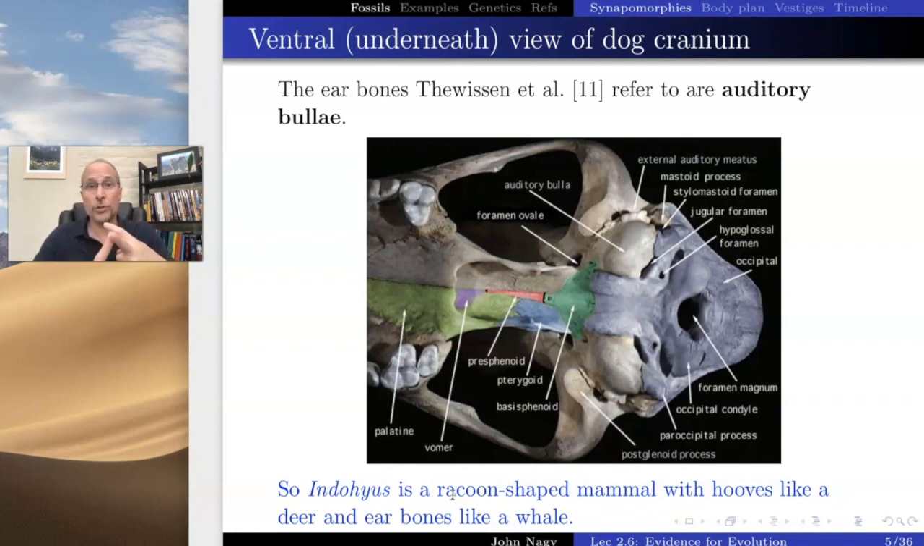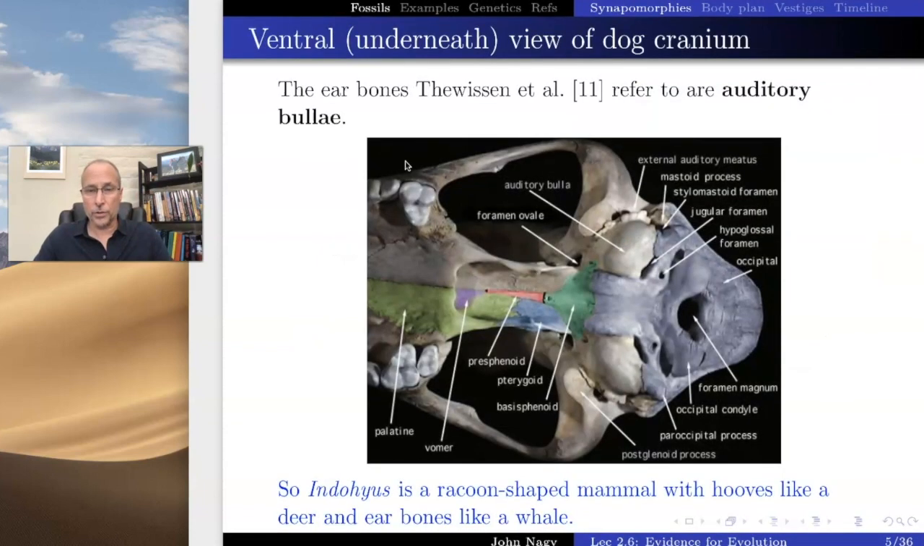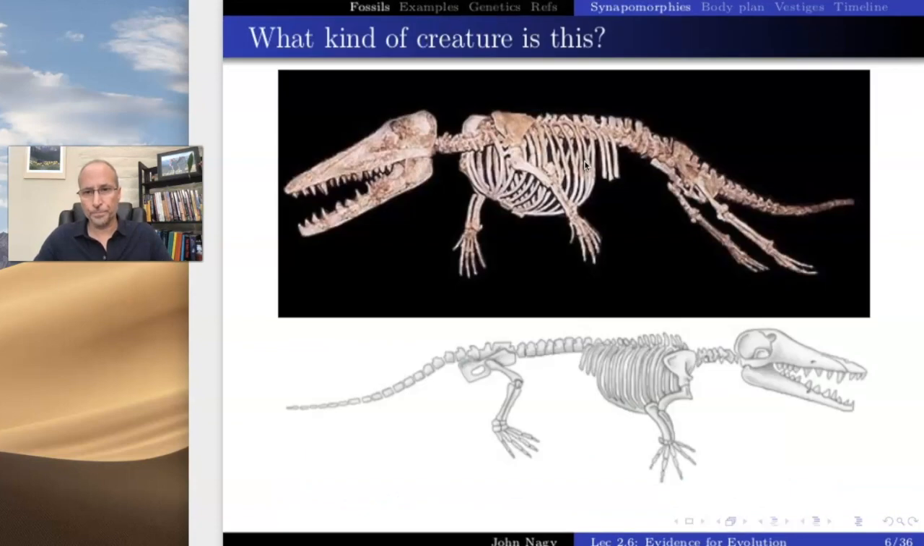Make sure you're able to identify the creature by a skeleton picture like this, for example, and be able to list the various characteristics. In this case, the characteristics are it had hooves, shaped like a raccoon, ear bones like a whale. All right, so here's another one.